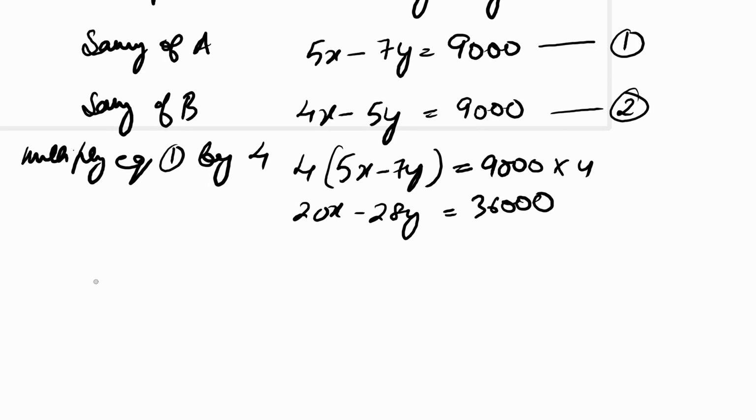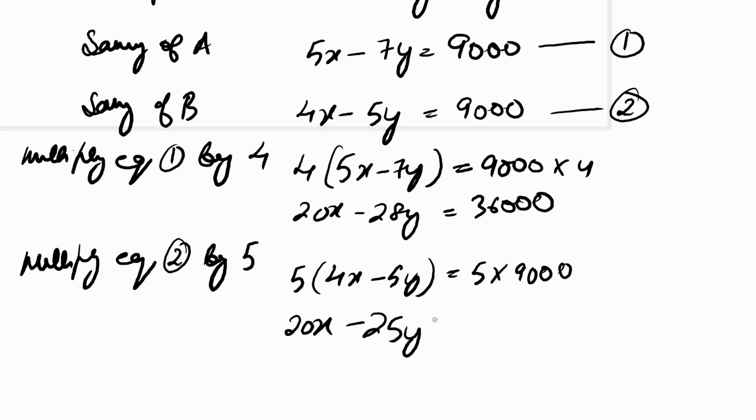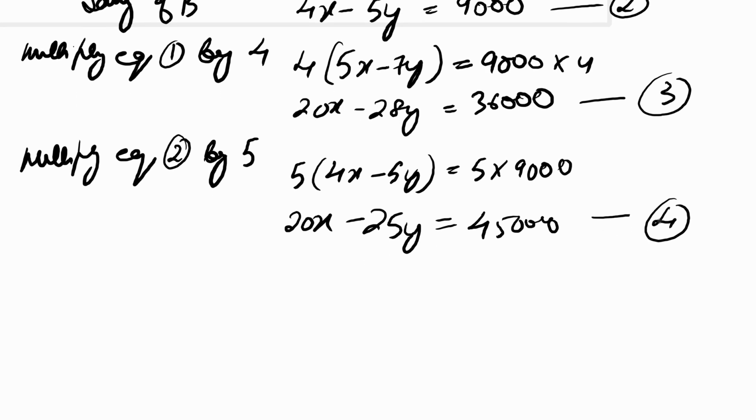And multiplying equation 2 by 5, 5 into 4x minus 5y is equal to 5 into 9,000. So this will become 20x minus 25y is equal to 45,000. Let's call this equation 3 and this equation 4. Subtracting equation 3 from 4.